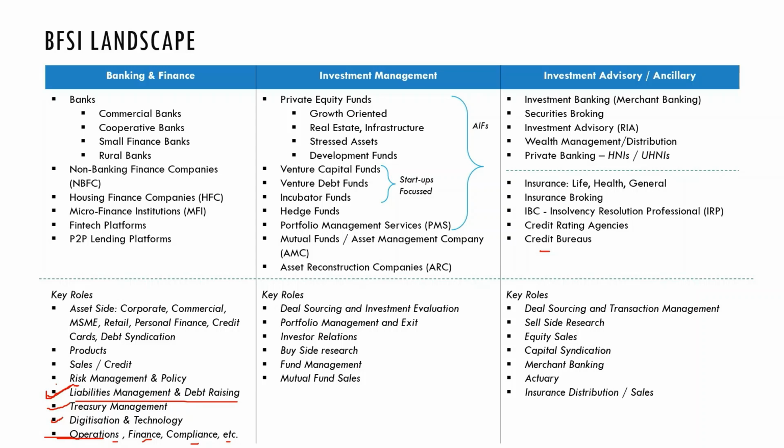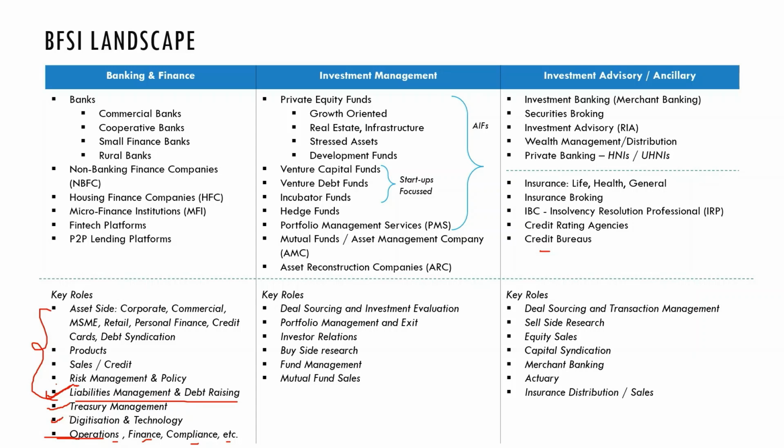They'll also have a product team as well as a sales team. Products could be different types of FDs depending on what is the demand from the end consumer. There's also a lot of cross sell between the asset and the liability side.